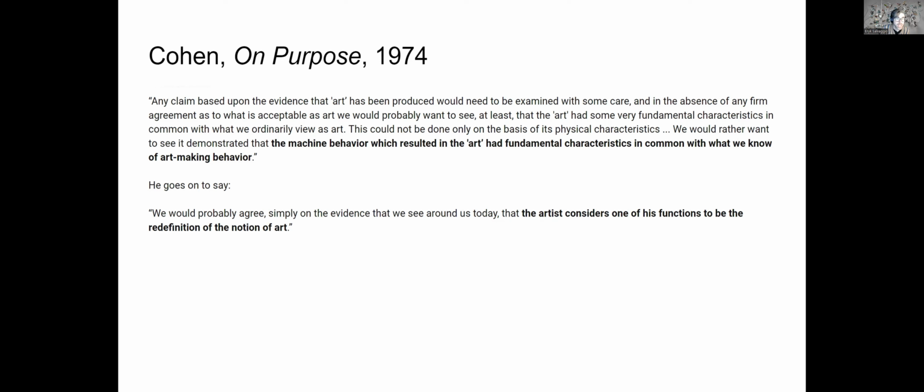He goes on to say, "We would probably agree, simply on the evidence that we see around us today, that the artist considers one of his functions to be the redefinition of the notion of art." So here there's sort of a give and take between what is the machine doing, how is it replicating the way an artist thinks, and then this ultimate question of, well, an artist is thinking about changing definitions of art. So what is this Aaron doing? And I leave this for you.